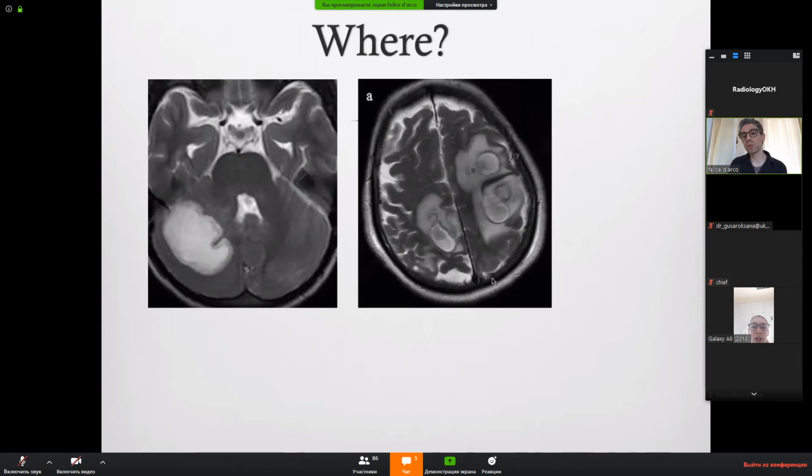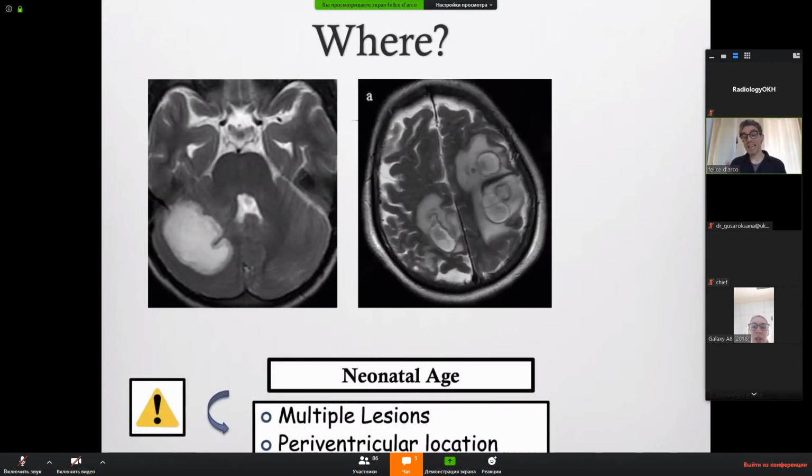Multiple locations, think of immunodepression. In neonatal age, you can also have multiple lesions in a periventricular location, because the vascularization in the periventricular area is still very prominent in neonates. And I showed you the Parechovirus. Of course, it's not a bacteria, but the distribution is typically periventricular.